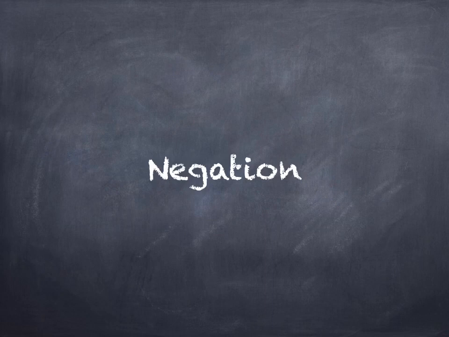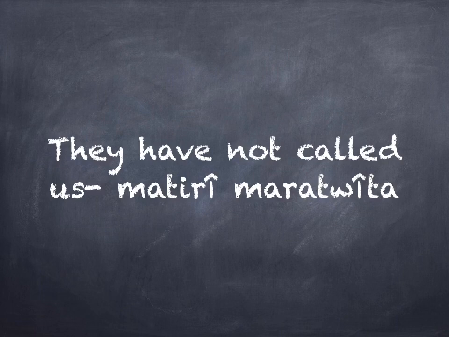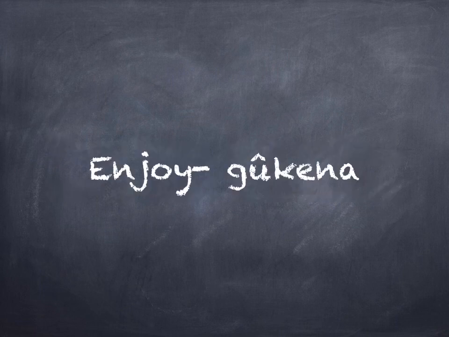The verb to call in Kikuyu is guita. So when we use it negatively, like in this sentence where we say, they have not called us, then we say, matire maratwĩta.